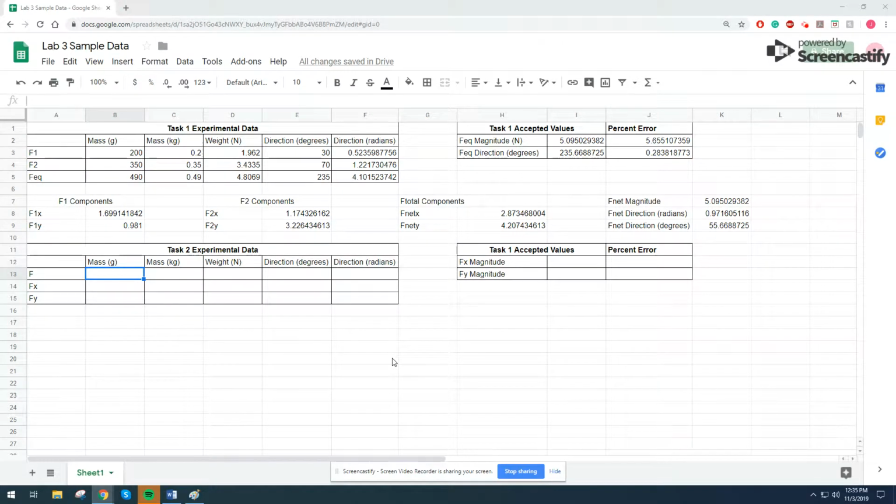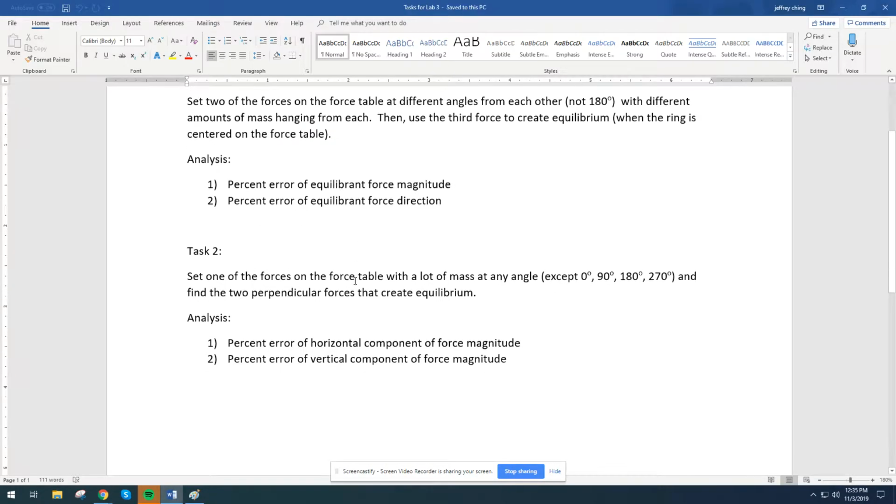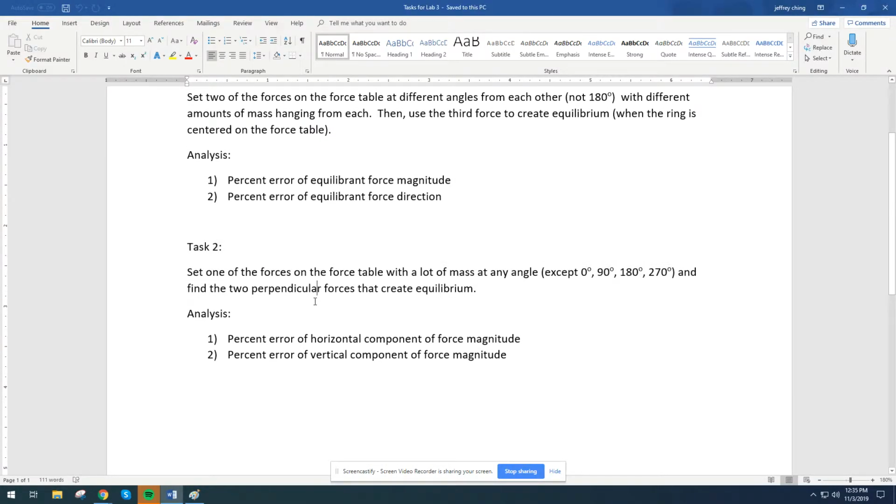Hi guys, this video is supposed to help you with analysis for task 2 for our third lab, which is called the vector lab, where you deal with the force table. Just as a reminder, this is the task 2 that you're supposed to be doing, right? We're setting one of the forces on a force table with a lot of mass at any angle that's not exactly at the axes, so not at 0, 90, 180, or 270. And we're trying to find the two perpendicular forces, one being horizontal and one being vertical, that create equilibrium.